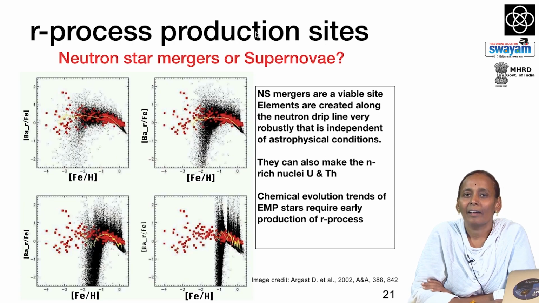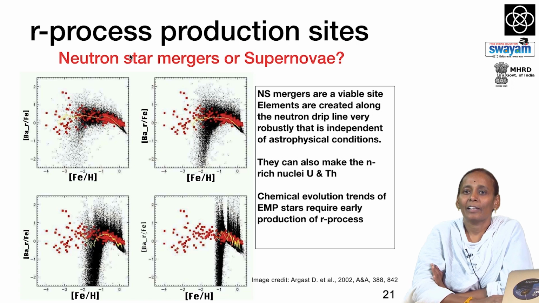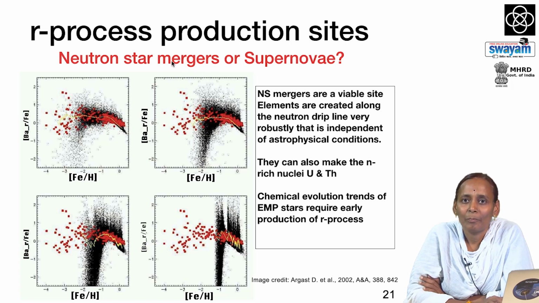And this is another constraint which comes from observations. So, this clearly shows the two possible sites that can produce the r-process. The current contenders are supernovae and neutron star mergers. They both have possible physical conditions that can make the r-process.